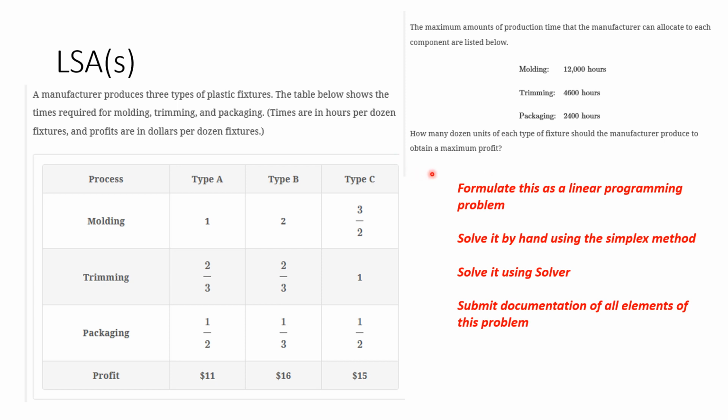So the question is, how many dozen units of each type of fixture should they manufacture to get the maximum profit? I'm asking you to do several things. Number one, formulate this as a linear programming problem. That has to be done. And once you formulate it as a linear programming problem, solve it by hand using the simplex method. Again, there's 3 variables, and so this is going to be some work.